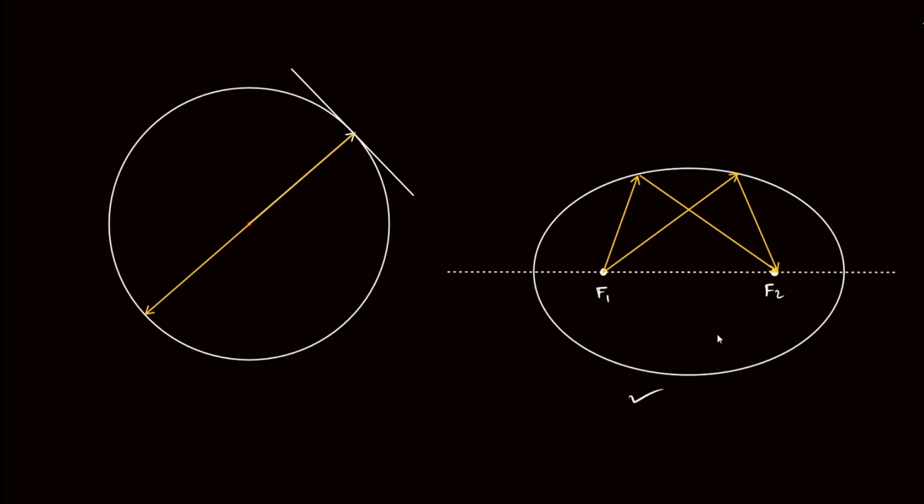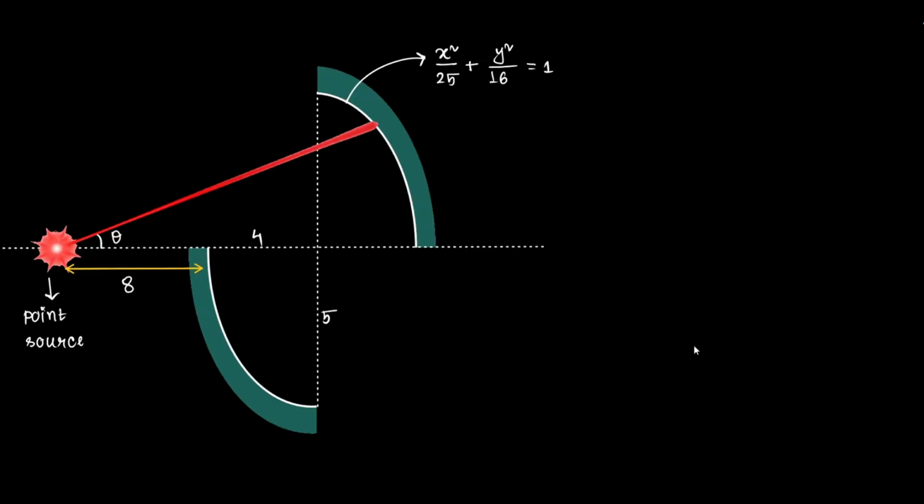Okay, so in this problem, the first part was that you have to find this angle theta for which this light ray gets trapped in this mirror system. Now I can say that if this light ray passes through one of the foci of this ellipse, then I am sure that it will pass through the other focus.